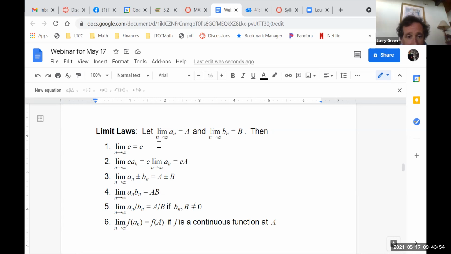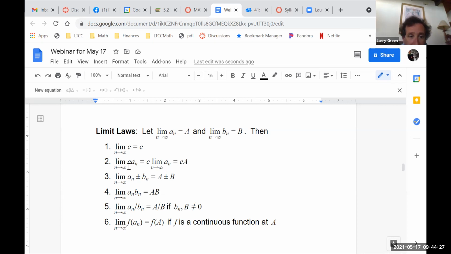And that is if we have the limit as n goes to infinity of a sub n equals a, and the limit as n goes to infinity of b sub n equals b, then the first thing is the limit as n goes to infinity of c equals c. Nothing to do with the a and b, by the way. That's obvious. If you just have a constant over and over and over again, and you say what's going to be like, an infinite number of steps, it's still going to be the constant. That's all that is.